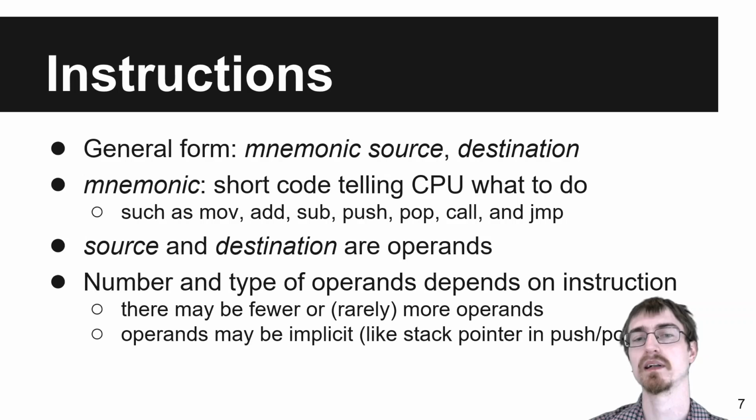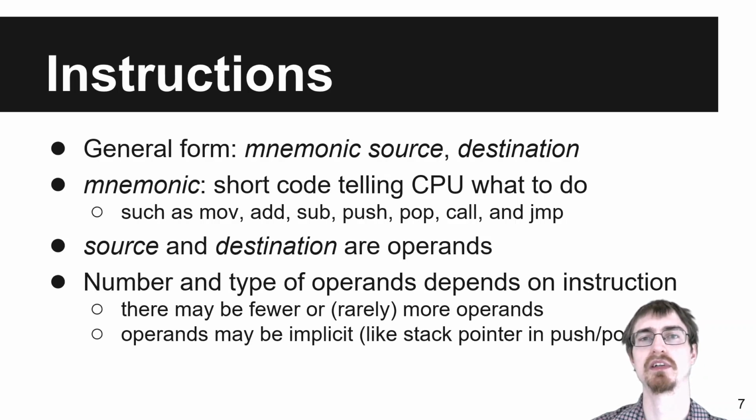So the mnemonic is simply a short code telling the CPU what to do. So for example, mov, which stands for move, as we saw before, is one of the mnemonics, and it refers to an instruction that copies data. Add obviously performs an addition. Sub performs a subtraction. We have push and pop, which manipulate the stack by pushing data onto it or popping data from it. We have the call instruction, which calls a function, and the jump instruction, which jumps to a particular address. So these mnemonics are the different operations that we can get the CPU to do, and they're typically very simple operations.